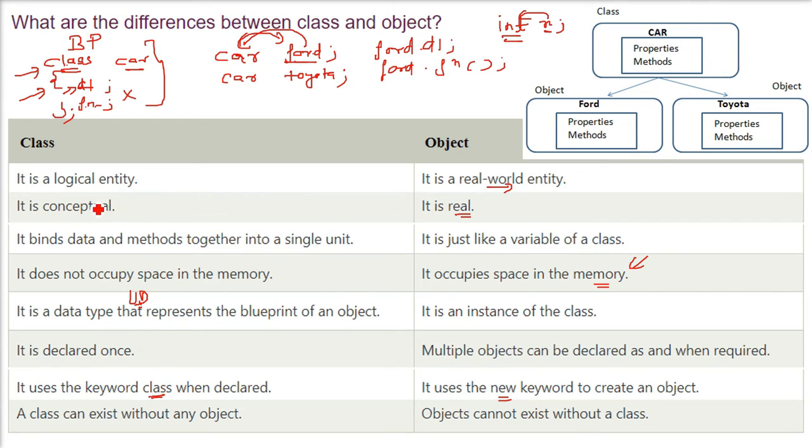Okay, class can exist without any object. If you make only a class and no objects, it doesn't matter. That is what abstract classes etc. are. But the objects cannot exist without a class. If you have not made a class, you cannot make an object. So it is not by itself.